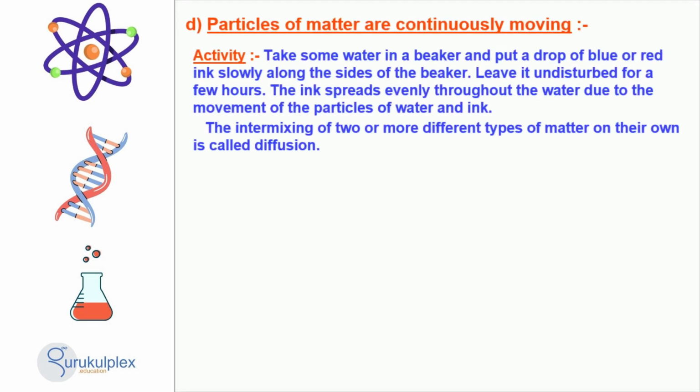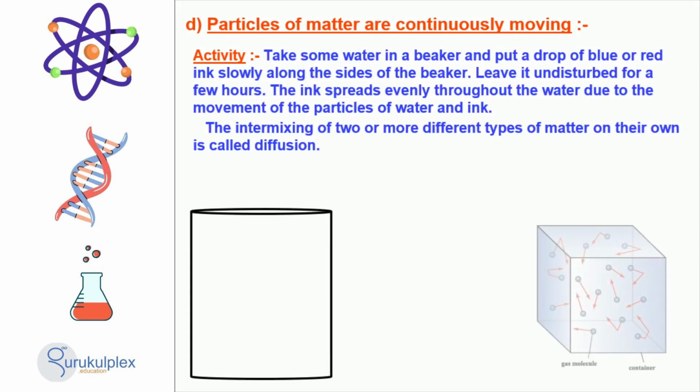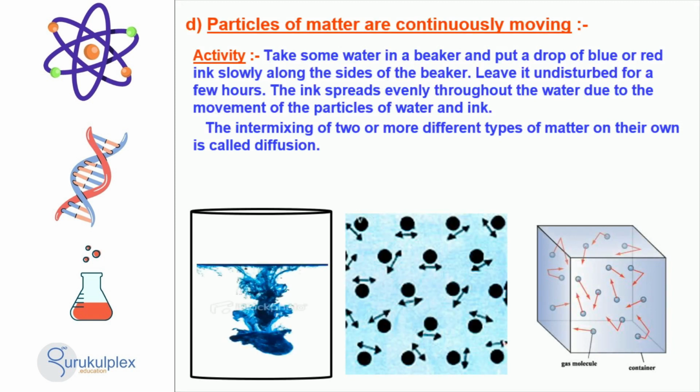Particle movement in matter is an amazing event. To show it in action, put some water in a beaker and add 1 drop of either blue or red ink on the side of the beaker. Keep it undisturbed and in a few hours, you will notice the ink has evenly dispersed throughout the water. This is because of the particles in the water and ink mixing together, which is known as diffusion. So, the next time you see ink blending with water, you will know it's due to the particles in motion.